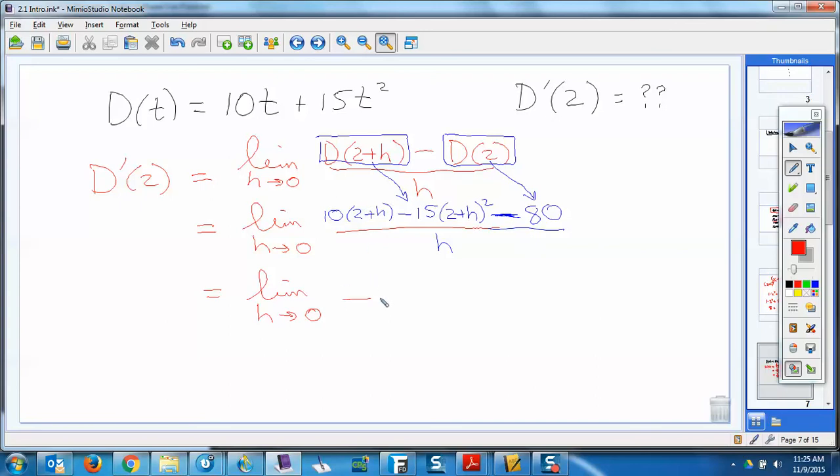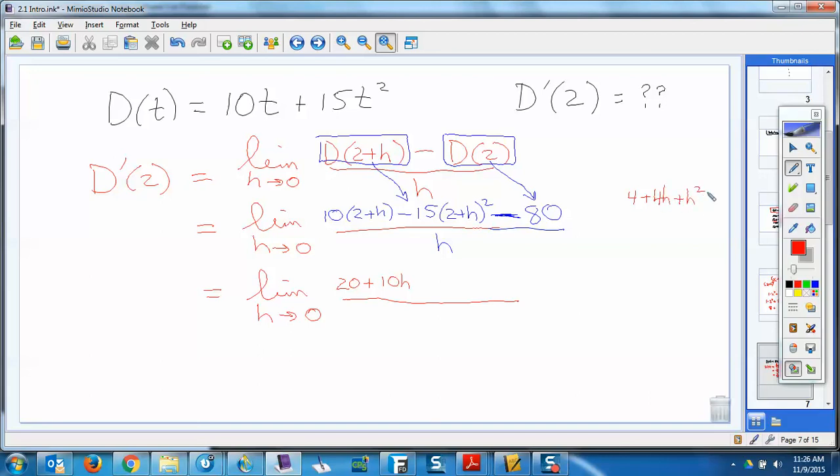So let's take a little bit at a time. So this is going to be what? 20 plus 10H. Now, I might go off to the side to do this part. I guess I could show it here, but I think I'm going to FOIL out this 2 plus H. So what is that? 4 plus 4H plus H squared.